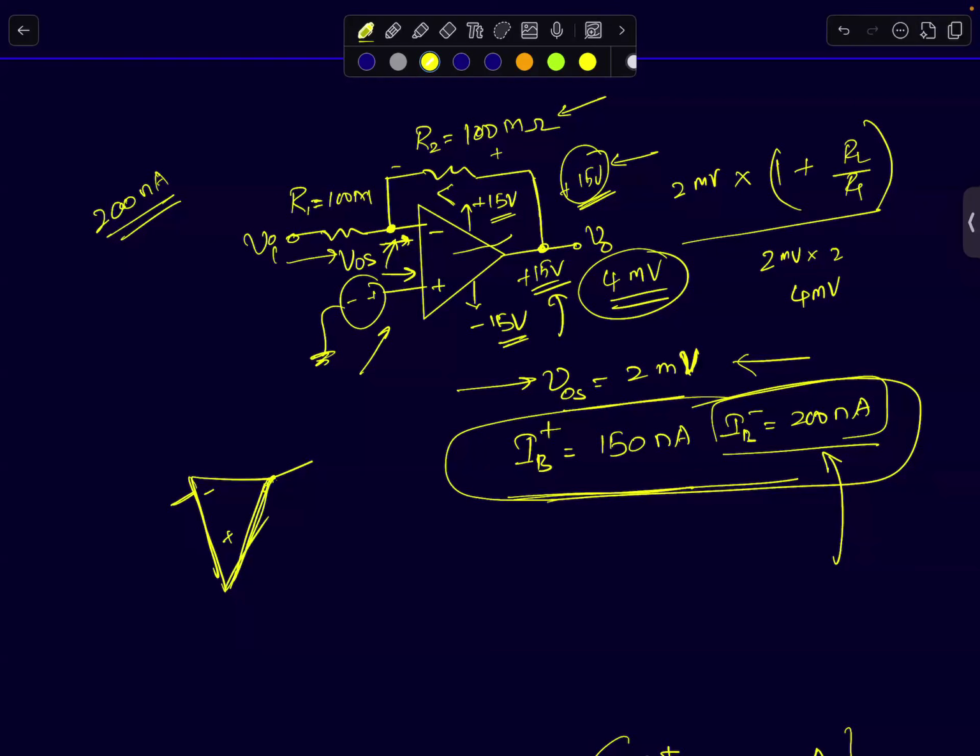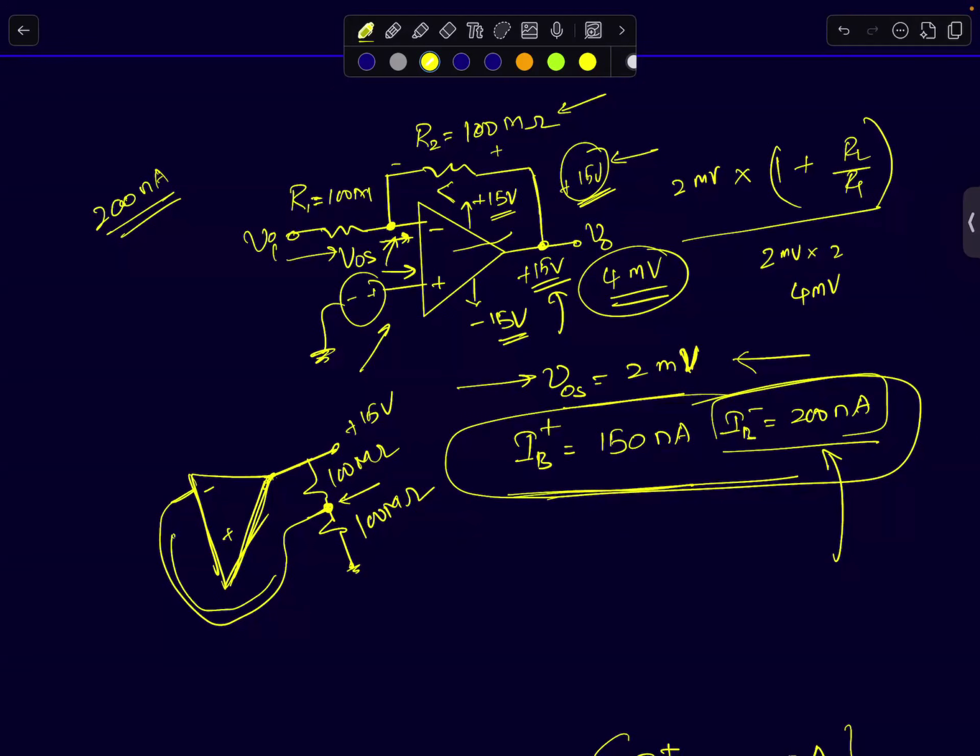So the op-amp will no longer be in negative feedback. So you will have two resistors whose values are 100 megaohms and 100 megaohms, and we have connected the negative terminal to this node. What should happen here is that it cannot go greater than 15. So this node voltage will come to close to 15 by 2, close to 7.5. And then if it is within the common mode range, the op-amp has to draw 200 nanoamps.